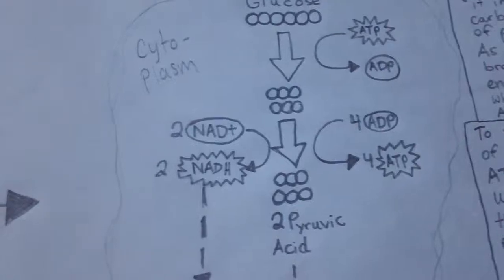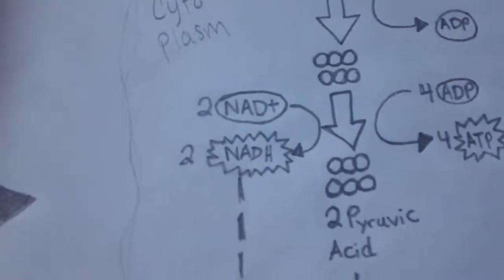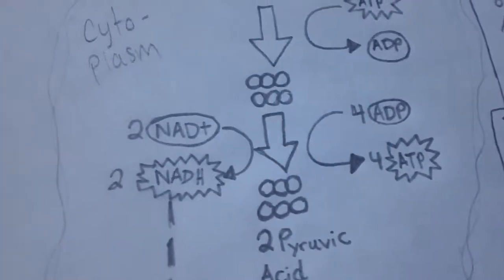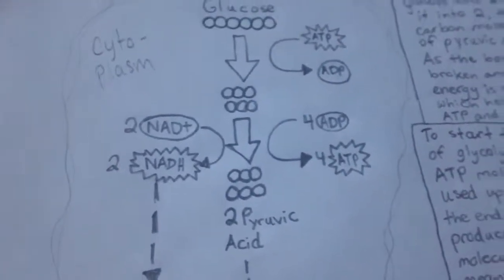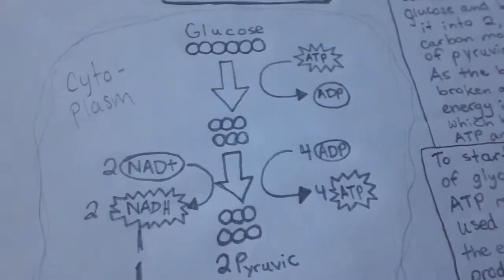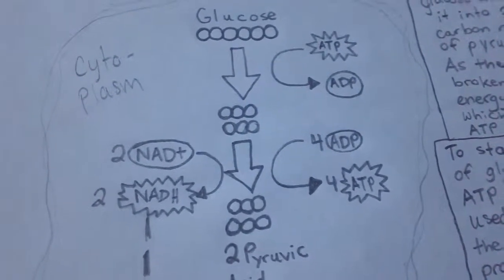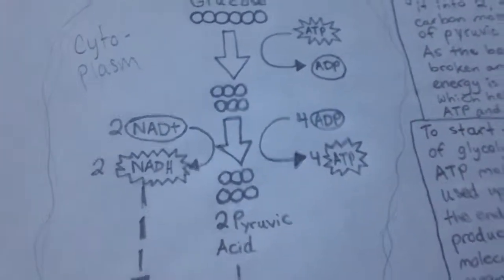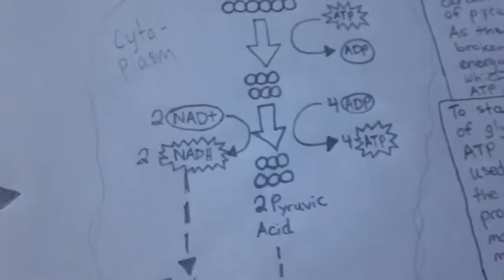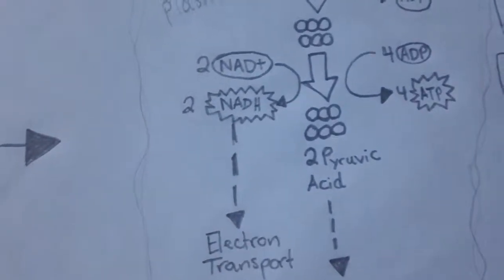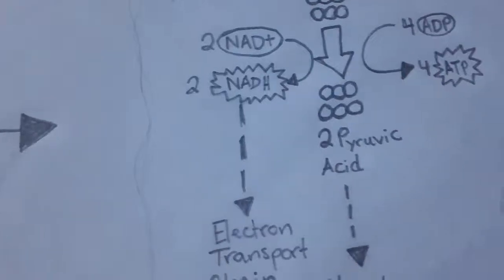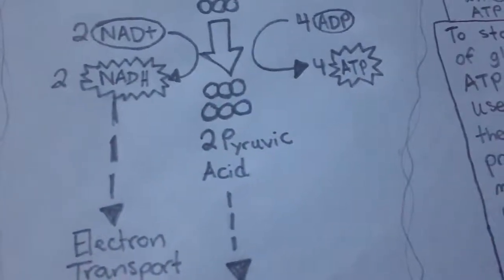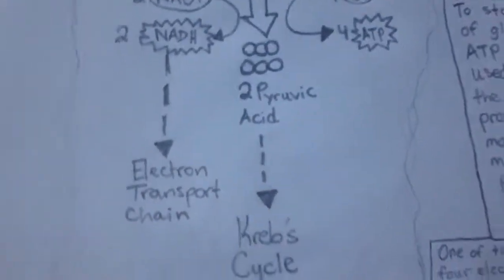And when it lets off energy, things like NAD plus and ADP are going to become ATP and NADH, which all happens from the energy released. Now, you're going to start off the process with 2 ATPs. And then at the end, you're going to have 4 ATPs. So you're gaining about 2 ATPs worth of energy. Now, the energy that's left over with the NADH and the ATP is going to go down to the electron transport chain. The ATP is going to stay there.